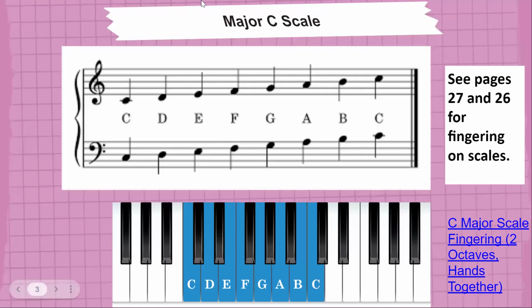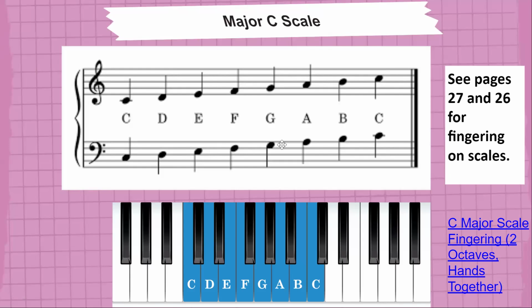Okay, last week I assigned the C major scale, the most basic scale. This is the scale where you're only pressing white notes on the piano. There are no flats or sharps. Those flats and sharps are the black keys that you play on the piano. This one is very simple because there are no black notes.